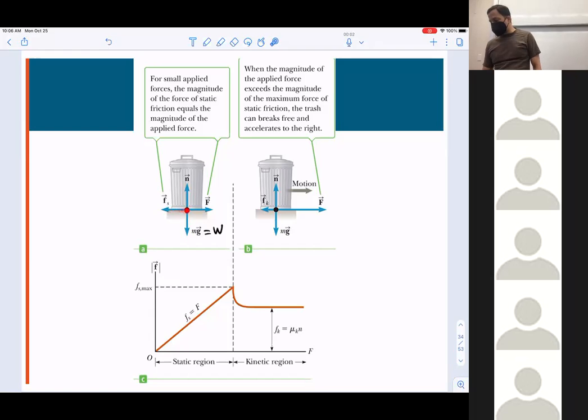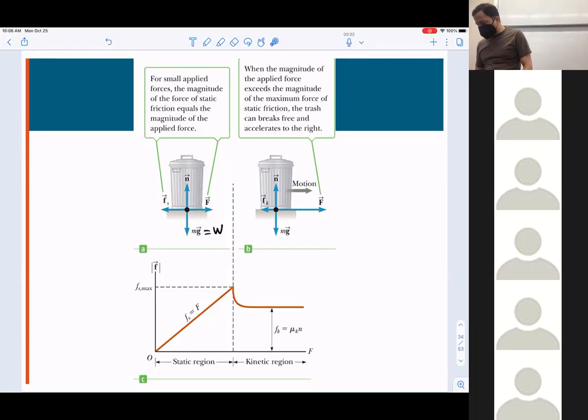Because if there's any imbalance between these two forces, there will be a net force along the x-axis, and then there would be an acceleration and the trash can would move. So from our experience, when you first try to push the trash can, it doesn't move, then you increase your force, it still doesn't move. And then eventually, once you reach some critical threshold, it starts to move, which means that before it starts to move, this force of static friction is just mimicking exactly what you are doing.